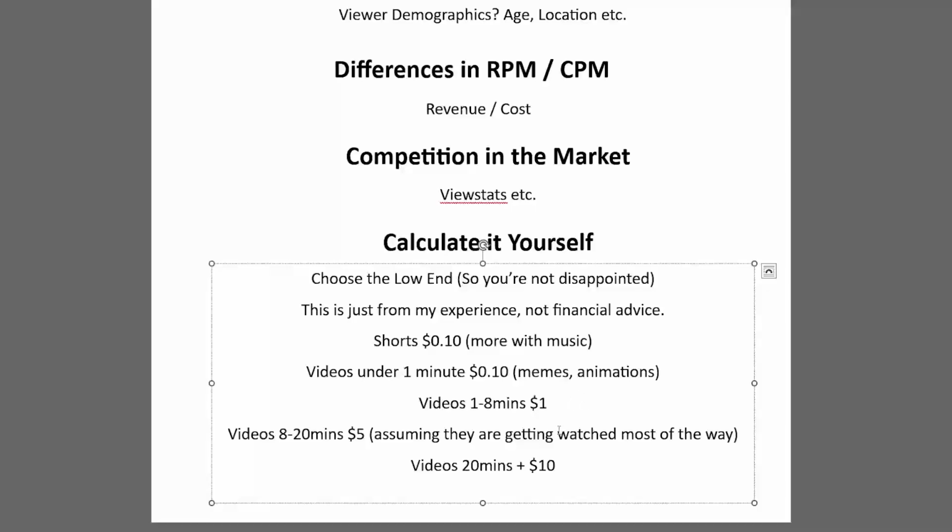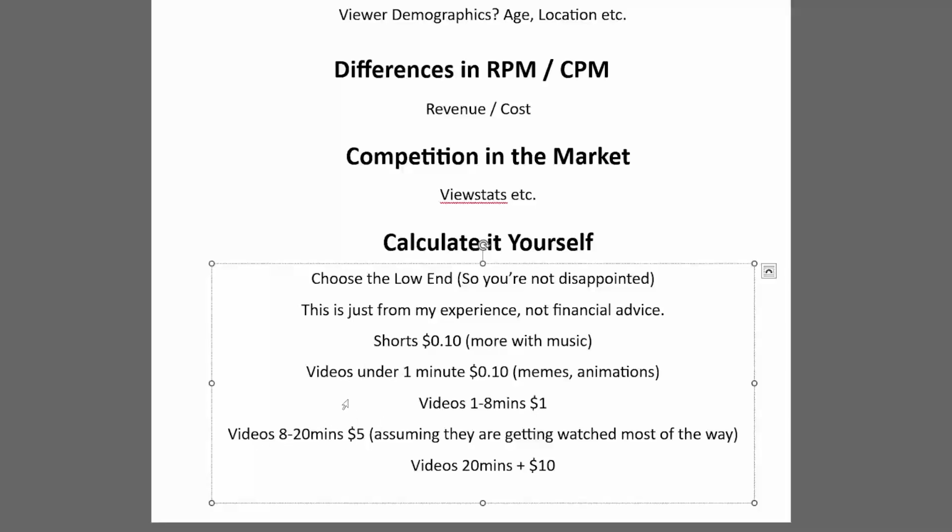You could be earning less than this, especially if the user isn't watching for the full 8 minutes and they're only watching a minute. That means they're only going to get served one ad. They're not going to get served the ads at the end. They're not going to get served banner ads. Just say $1. Videos, if it's 8 to 20 minutes, that's where you get the mid-rolls, baby.